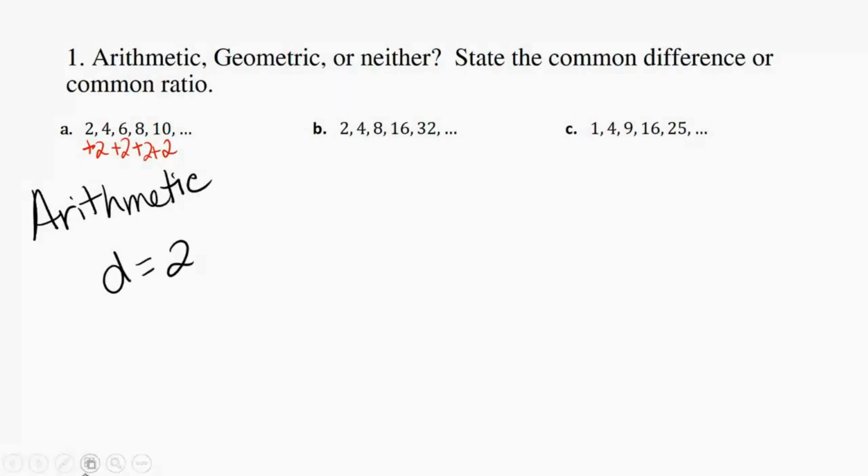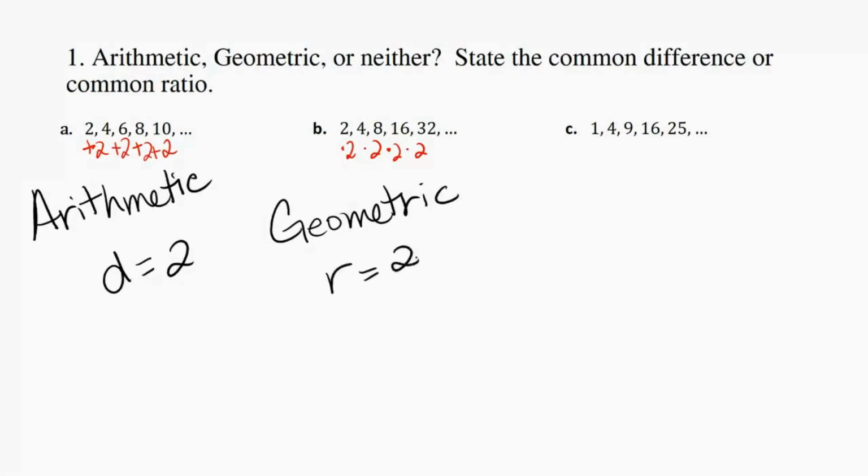What about this next one here? Well, 2 to 4, I could add 2, but then 4 to 8 is not add 2. Well, then what about if I multiply by 2? Well, yeah, that works. 4 times 2, 8 times 2, 16 times 2. Sweet. So this is a geometric sequence where our common ratio is 2.